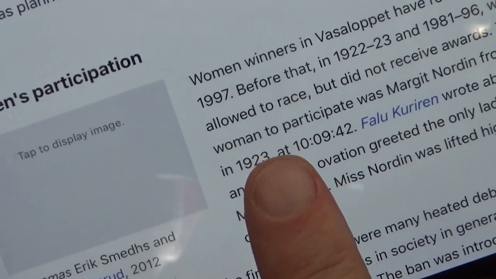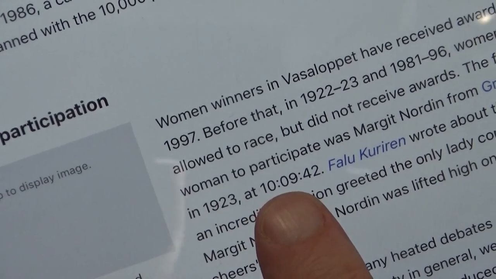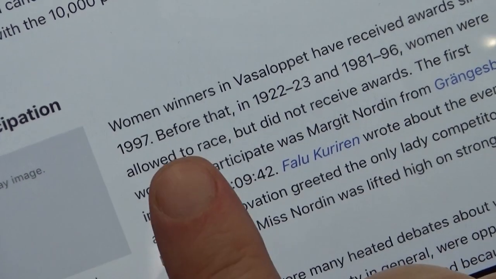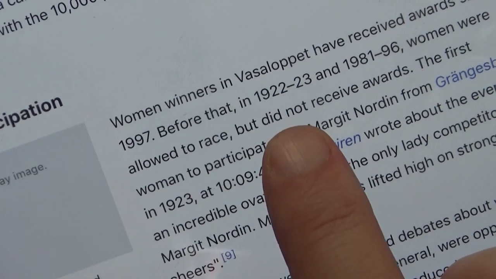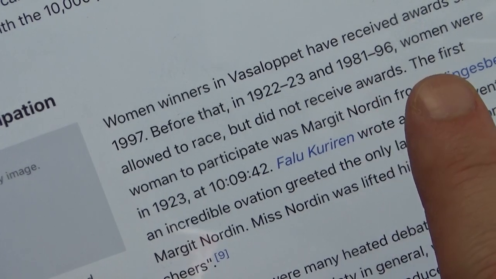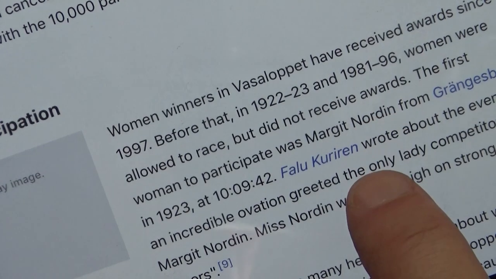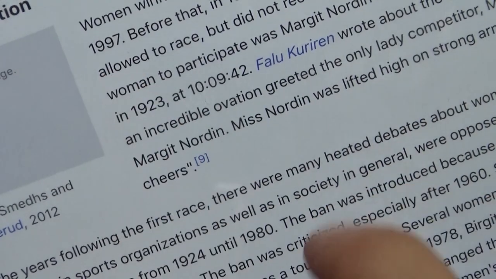Women's participation. Women winners in Vasaloppet have received awards since 1997. Before that, in 1922 to 23 and 1981 to 96, women were allowed to race but did not receive an award. Okay. I think this was quite late, wasn't it?